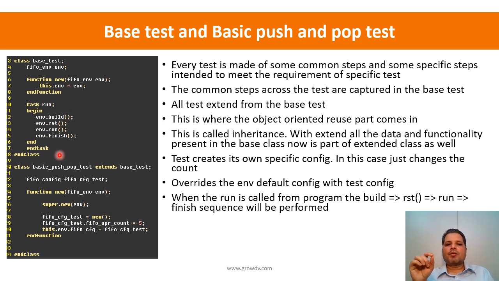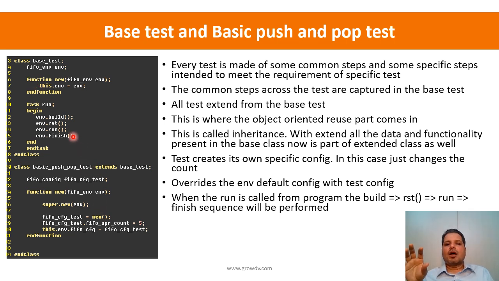In the run, we are calling the environment build, in which all the test bench components will get built. With environment reset, we were waiting for the global reset to get deasserted. In the run, we were launching all the active components to start performing their intended functionality, and in the finish, we will wait for the intended scenario to complete. That is what we are doing right now. This particular functionality remains constant across all the tests.